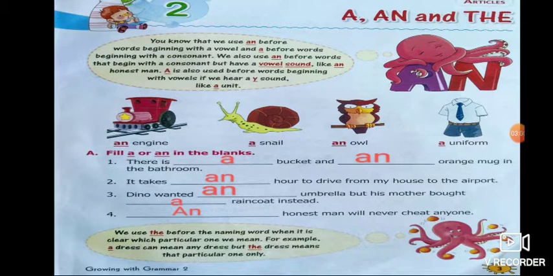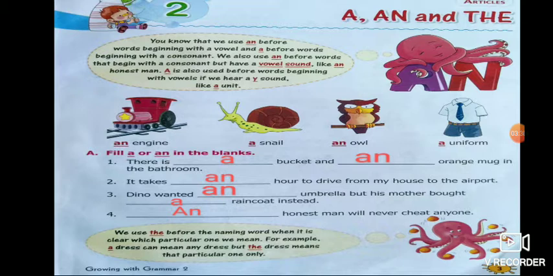First, there is a bucket and an orange mug in the bathroom. Second, it takes an hour to drive from my house to the airport. Third, Dino wanted an umbrella, but his mother bought a raincoat instead. Fourth, an honest man will never cheat anyone.